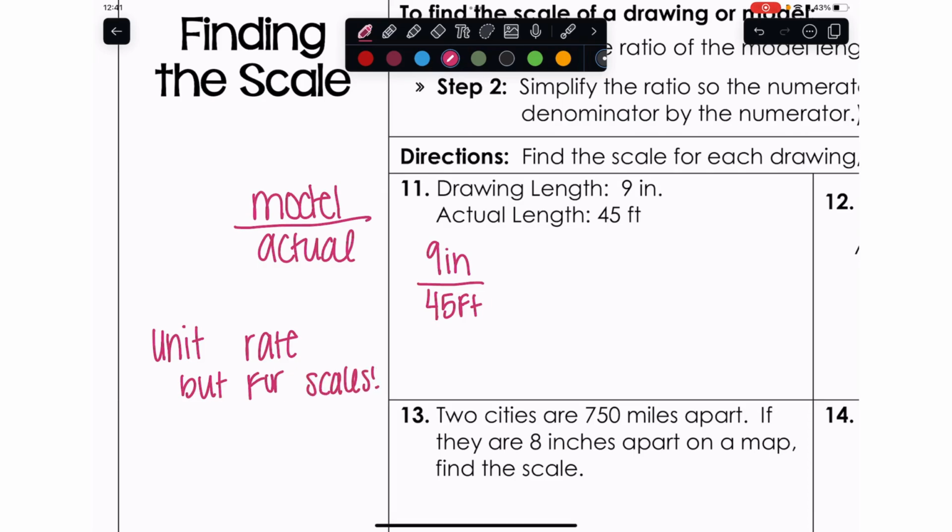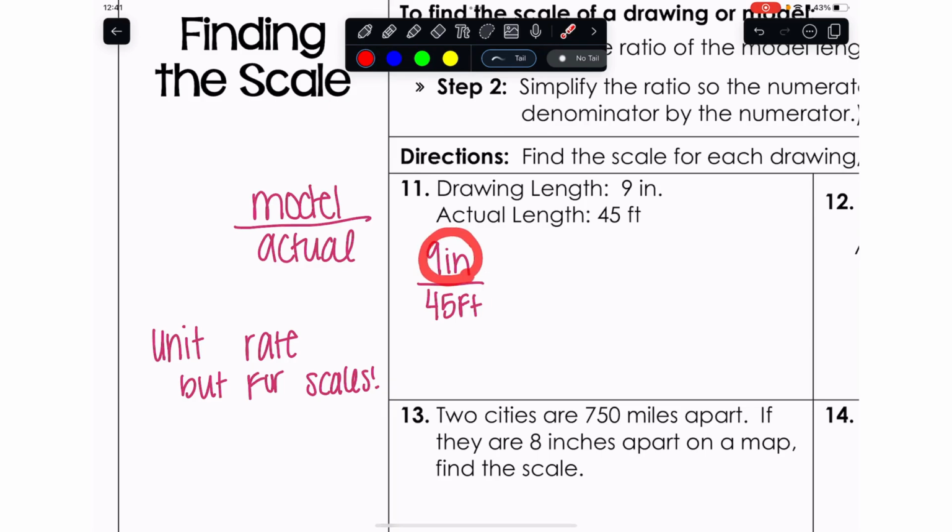So it's like, okay, cool, 9 inches corresponds to 45 feet, but that doesn't really tell me too much. It would be nicer if I knew how much 1 inch, 1 unit of my model, corresponds to in the actual distance. So here's what we can do. I want to reduce the numerator to 1. I want to simplify. I want to reduce this down.